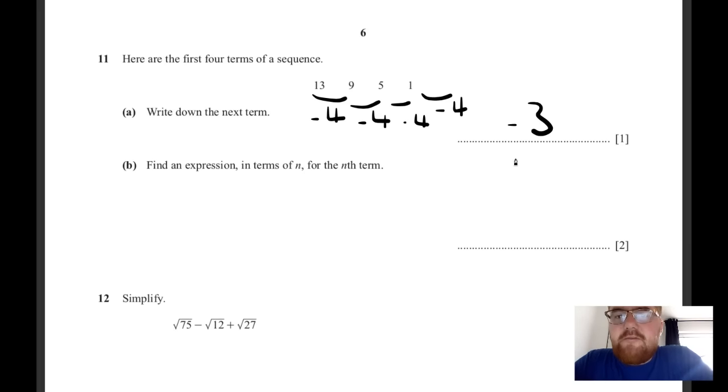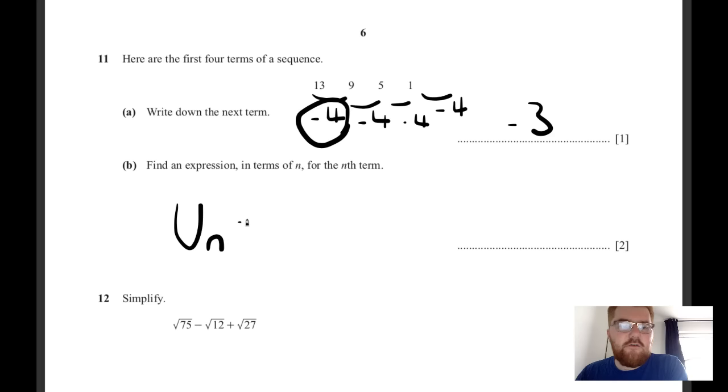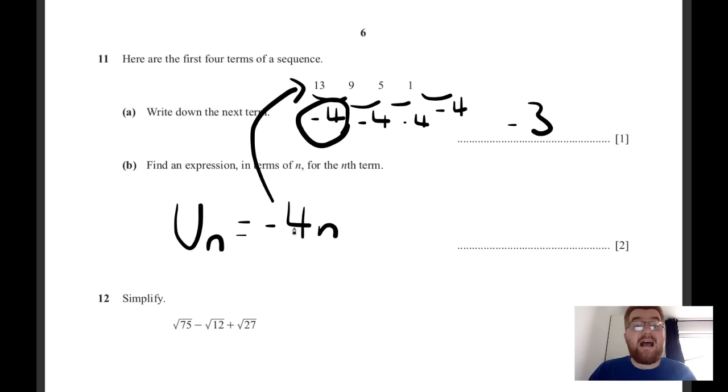To work out the nth term, we take what we just did, the common difference. I'm going to write this in a kind of weird format, un. So un is equal to minus 4n, like so. Then we look at our difference: what do you add to minus 4 to get to the first term of the sequence, 13? Well, that is 17. You can check that 17 minus 4 is 13. So that's our answer there.